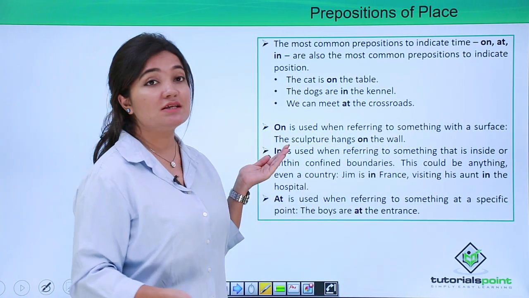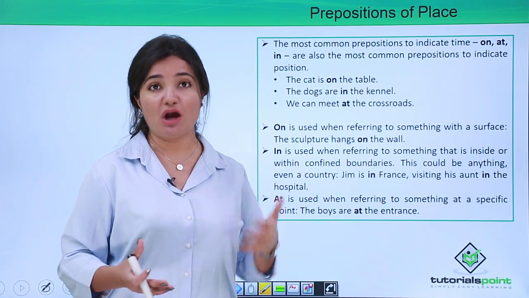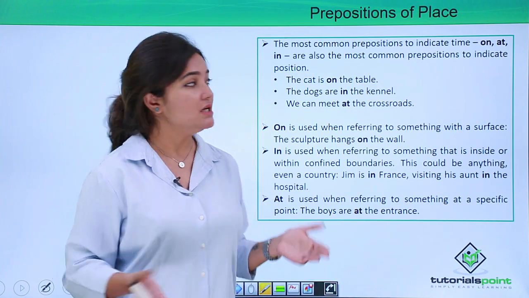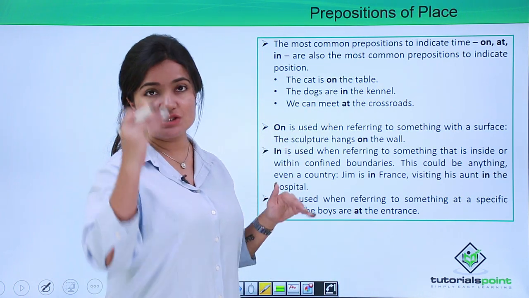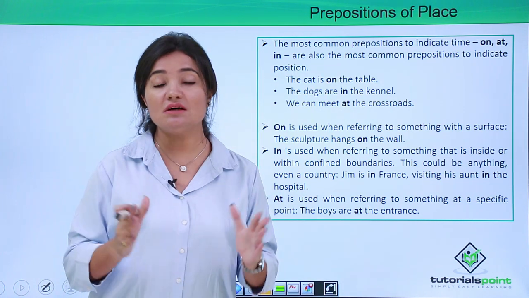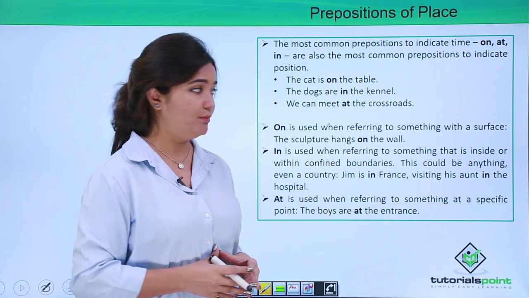So here, on is used when referring to something with a surface. For example, the sculpture hangs on the wall. It is only obvious, right, unless you have a particular surface, how would you use this word on? So it is used in case you are referring to a particular surface. In that case, you're going to use on as a preposition of place.